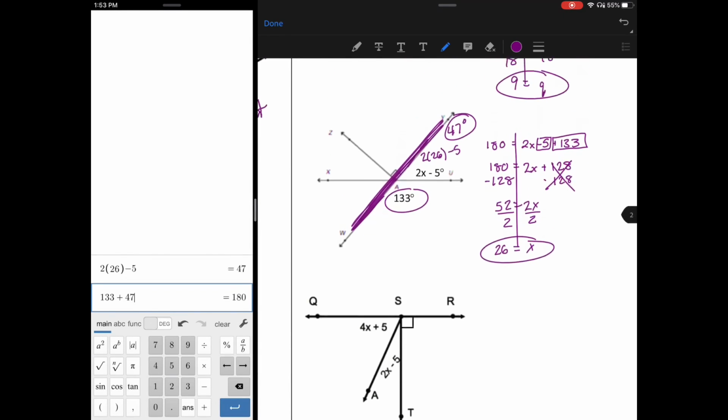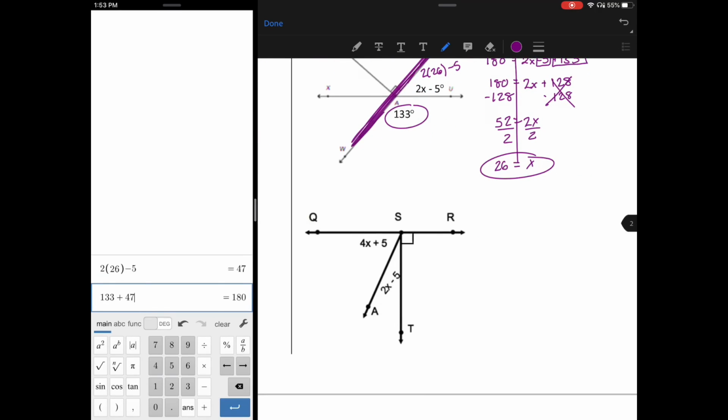And then our last problem is a right angle, which means that these two numbers are going to add up to 90. So we'll do 4x plus 5 plus 2x minus 5 is equal to 90. And then we'll solve for x. So we combine our like terms.